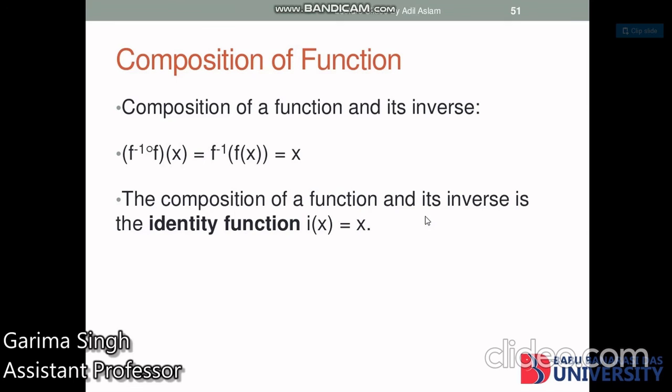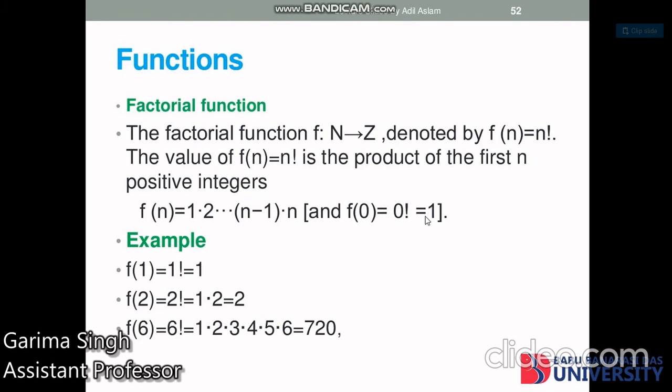Composition of a function and its inverse. F inverse of f of x is equal to x. The composition of a function and its inverse is the identity function, I of x equal to x. There are factorial functions also. The factorial function, n belongs to Z, denoted by f of n is equal to n factorial. The value of f of n equal to n factorial is the product of the first n positive integers. F of n is equal to 1 times 2 up to n minus 1 times n. These are the examples. Function of 1 is 1 factorial, of 2 is 2 factorial, of 6 is 6 factorial.